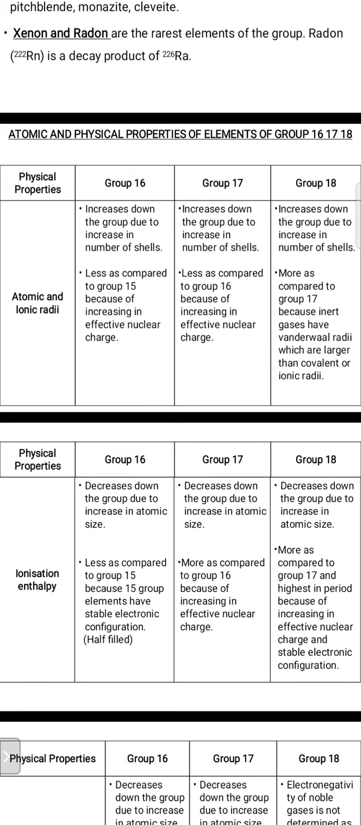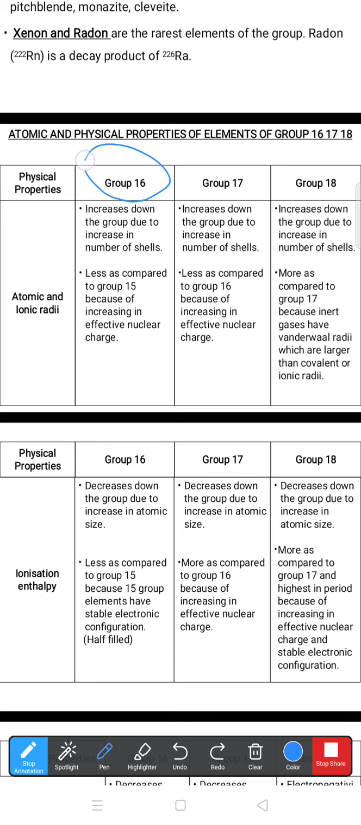In group 16, atomic and ionic radii increase down the group due to the increase in the number of shells. You know, as the electronic configuration has more electrons, the number of shells also increases. In case of group 17, it increases down the group due to the increase in the number of shells. In group 18, it also increases down the group due to the increase in the number of shells.